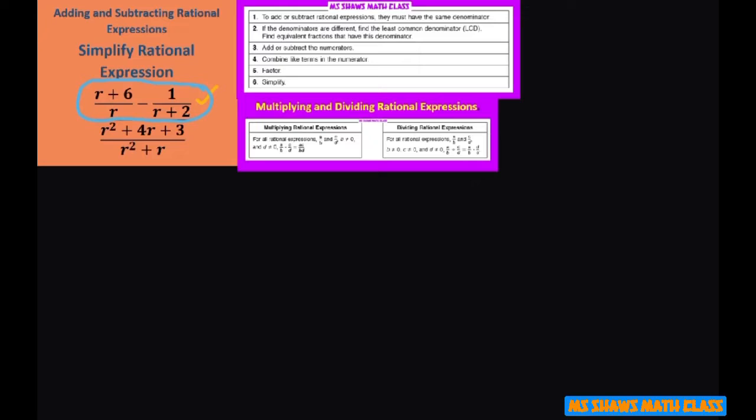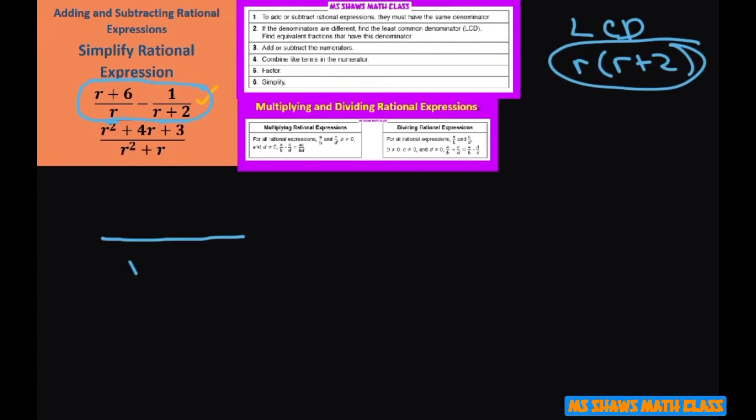For the numerator, our LCD is you have to take both. So it's going to be r times r plus 2 because they're different. That's your LCD, r times r plus 2. And when you have two terms like that, you can just use the butterfly method.